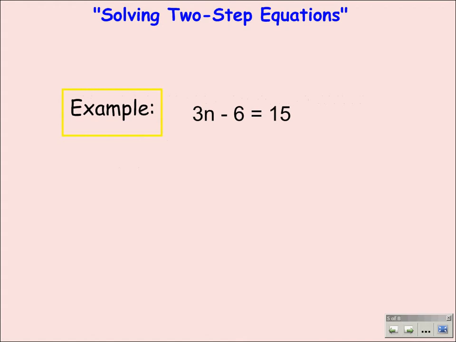Here's our first example. 3n minus 6 equals 15. Our goal is to get the n by itself, and so there are two things on the left side of the equal sign that we would like to move to the other side. Our 3 and our negative 6. First, let's go ahead and move the negative 6 to the right side of the equation because the n is already on the left side of the equation. The inverse of negative 6 is positive 6.